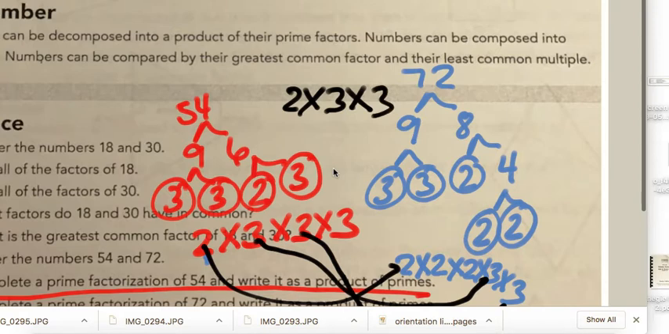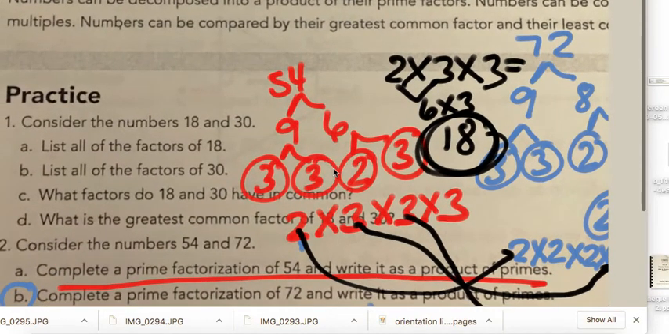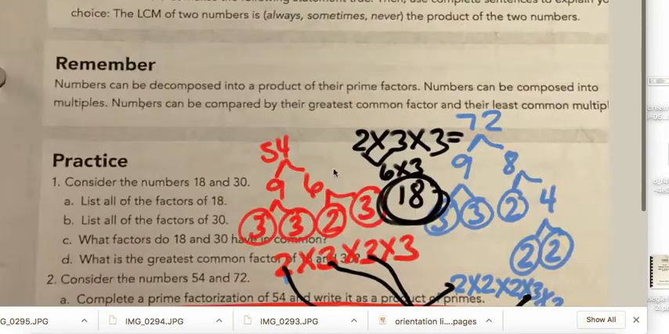Again, this 3 doesn't have a match over here. And this 2 doesn't have another 2 over here to match it with. Or that 2 does not have a 2 over here. Now I work it out. 2 times 3 is 6. And 6 times 3 is 18. That 18 is the greatest common factor between those two numbers. The absolute greatest.